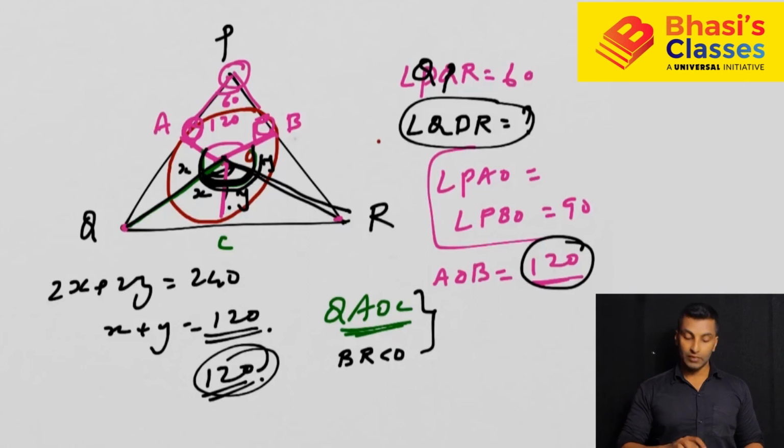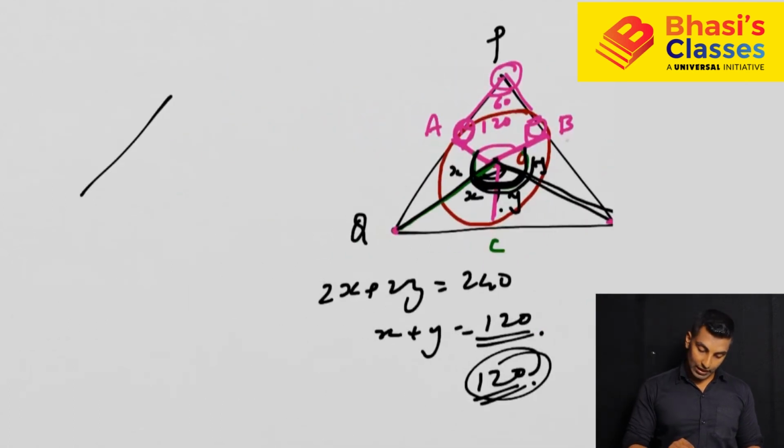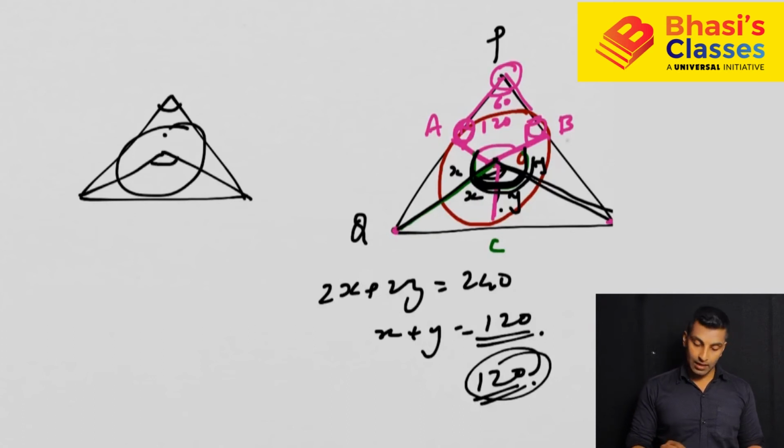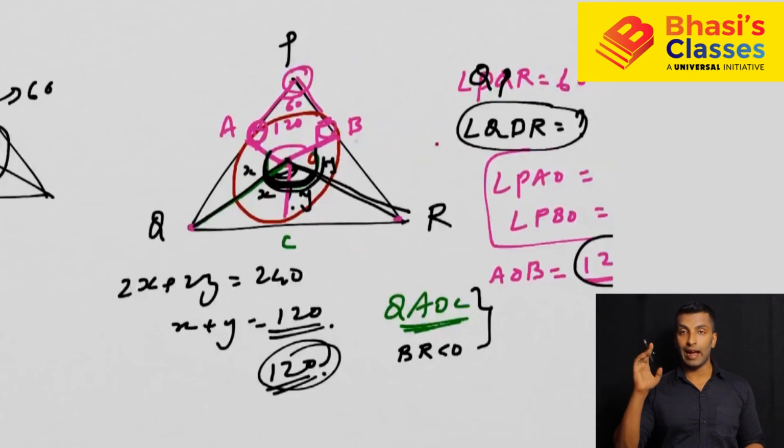So 120 is this angle. The question was like this: there was a triangle with an incircle, this angle was given as 60, this angle was asked, and we got this as 120. Now how did you get it? The moment you see 3 points outside the circle and 2 tangents from each point, combine it with the radii. So you got this angle as 90 and this angle as 90. So you got here 120.